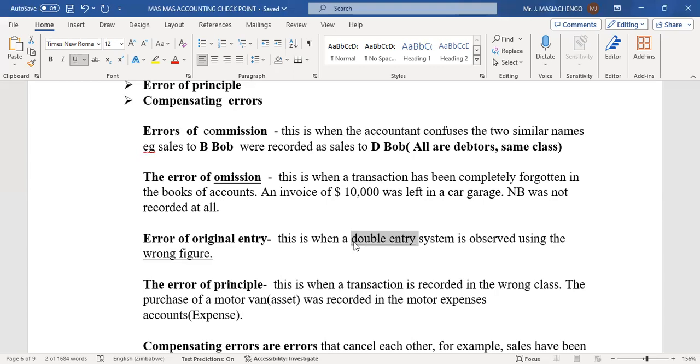So this is when correct double entry system is observed, but using a wrong figure. Okay, I think this one is making sense. We do correct double entry, but we are doing the double entry in a correct way, but using what? Wrong figures. It's possible. Okay. Right, let's move on to another section.